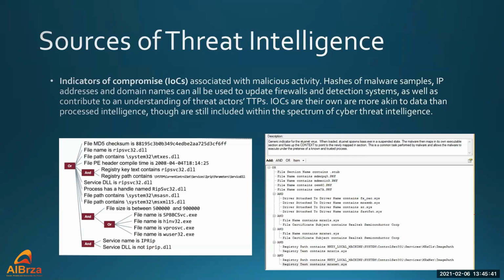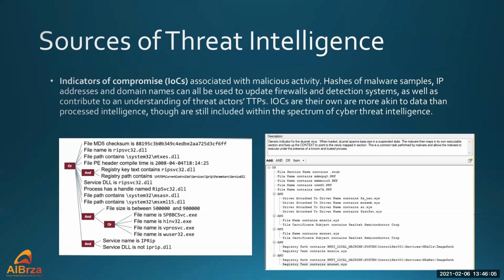And the first one here is indicators of compromise. These are the IOCs usually associated with malicious activity in the environment. It could be a malware infection, it could be a targeted attack, it could be a phishing campaign, it could be maybe a web server compromise, it could be anything.